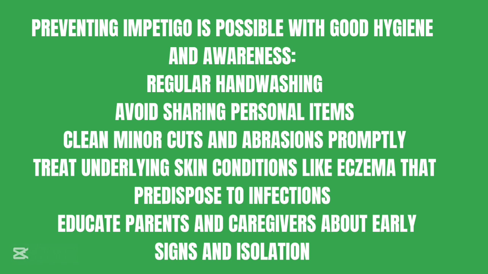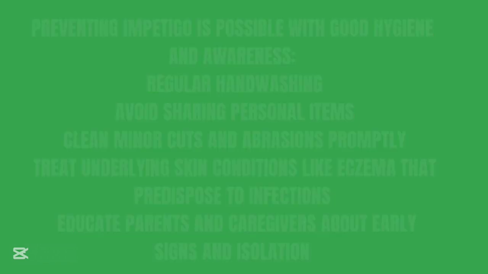Regular hand washing is important. Avoid sharing personal items. Clean minor cuts and abrasions promptly. Treat underlying skin conditions like eczema because it will predispose one to other infections. Educate parents and caregivers about early signs and isolation. By isolating, you have broken the chain of spread of this infection.